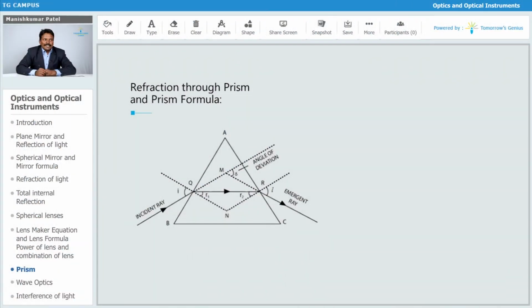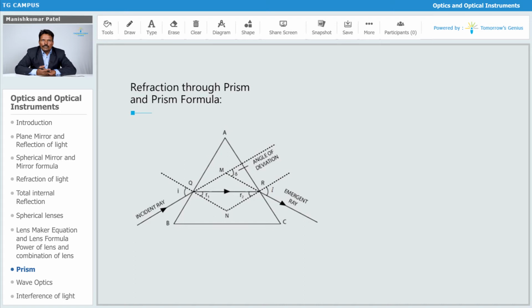Now let's consider the refraction through a prism and the prism formula. So what is that exactly? The prism is nothing but a kind of wedge-shaped structure. It has rectangular and triangular faces: mostly three rectangular and two triangular faces.